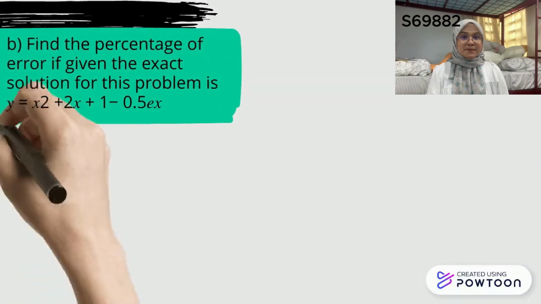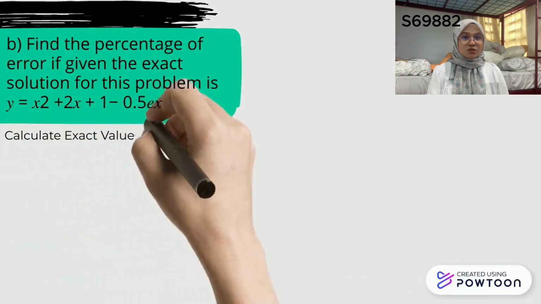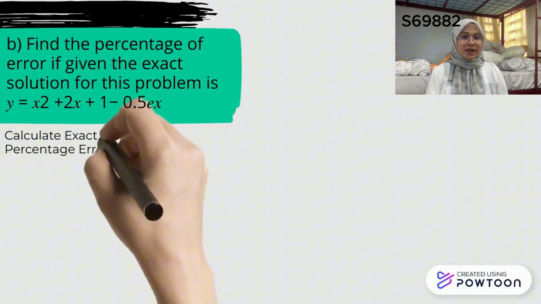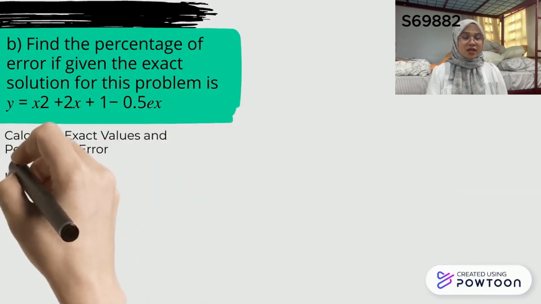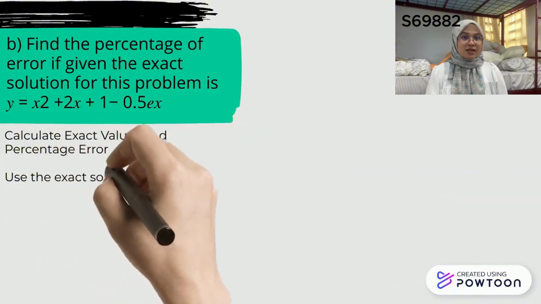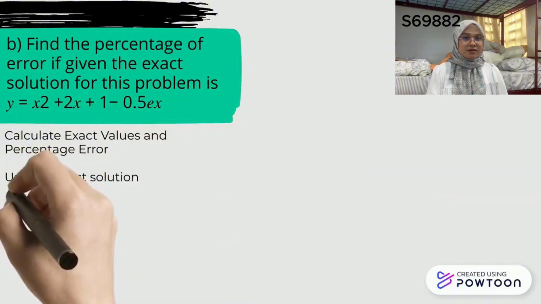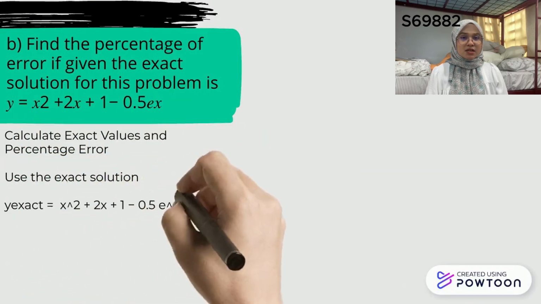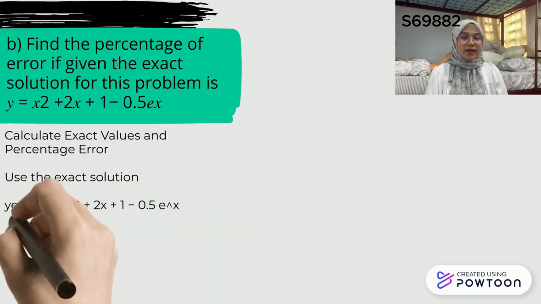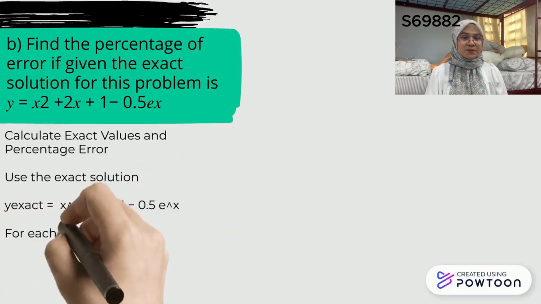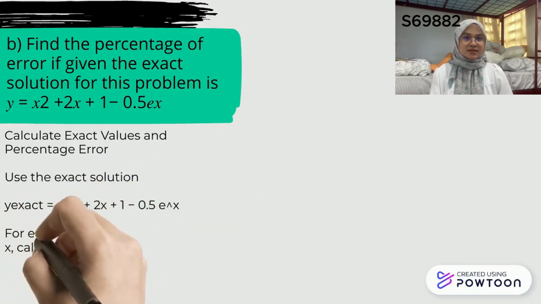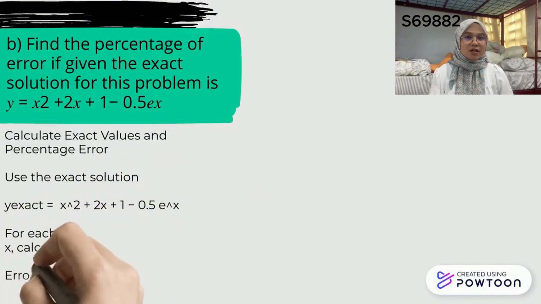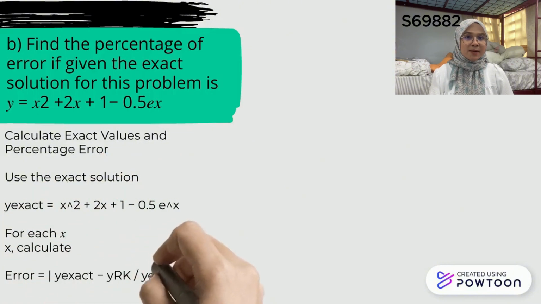B. Find the percentage of error if given the exact solution for this problem is y equals x squared plus 2x plus 1 minus 0.5 exponent x. Calculate exact value and percentage error. Use the exact solution y exact equals x squared plus 2x plus 1 minus 0.5 exponent x. For each x, calculate error equals (y exact minus y RK) over y exact times 100.